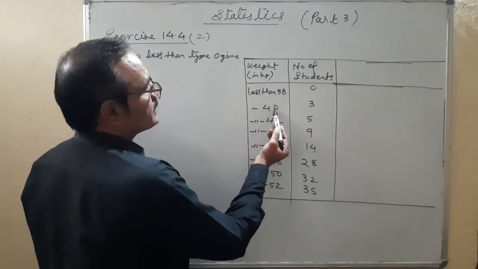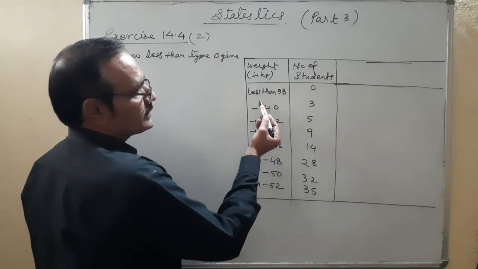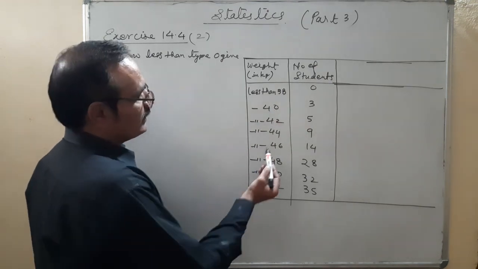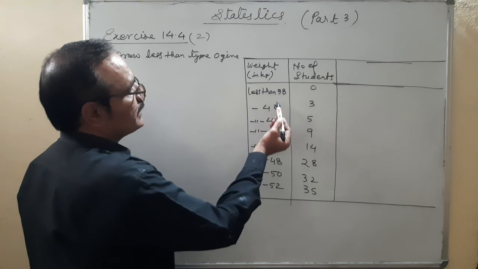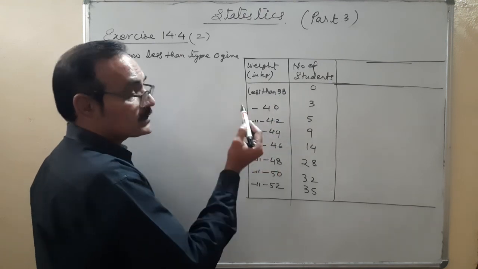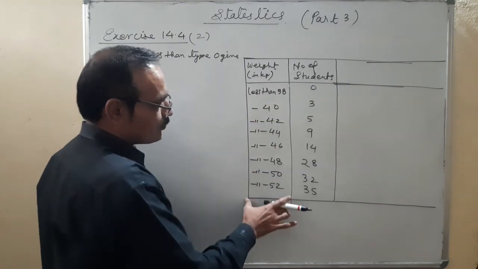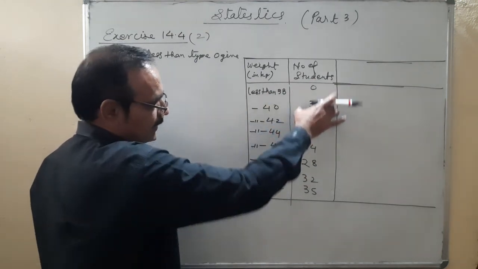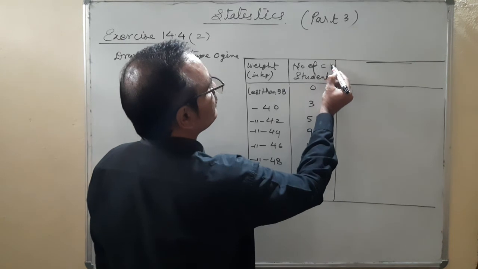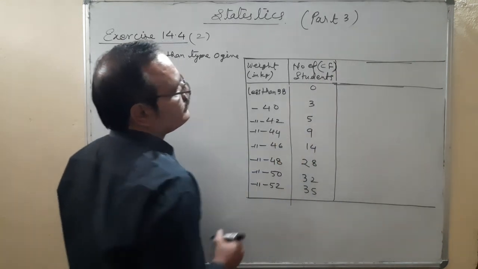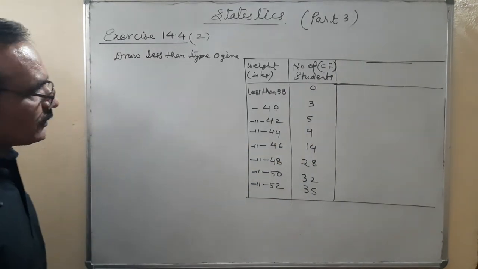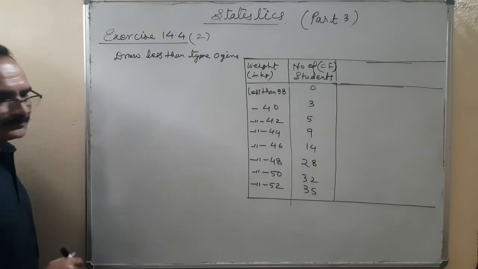You can understand this also. Suppose it is given that less than 40, that means less than 38, less than 40, everything is included in it. Less than 46, so less than 38, 40, 42, 44, 46, everything is included in it. So when a less than or more than type column is given, that means the second column is always the CF column. Keep that in mind.